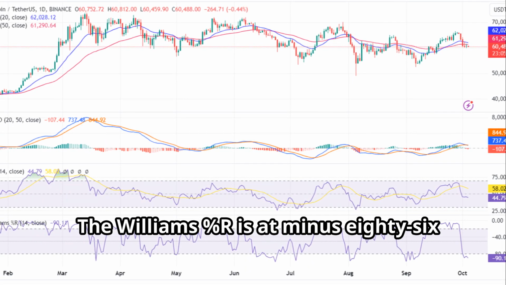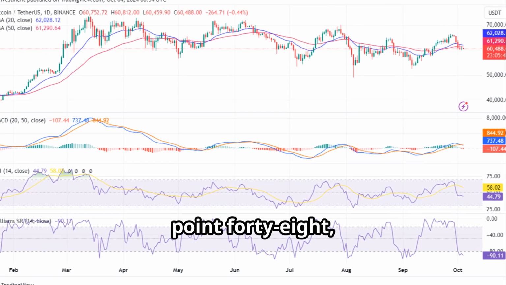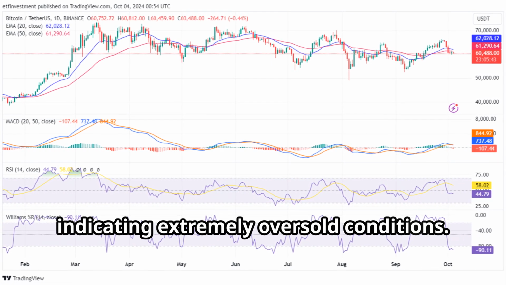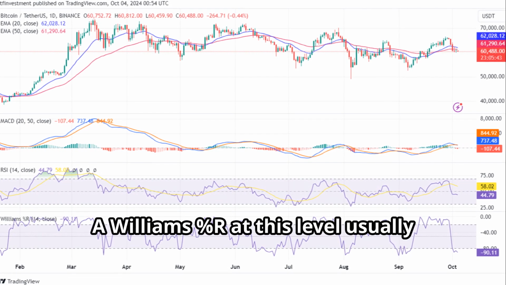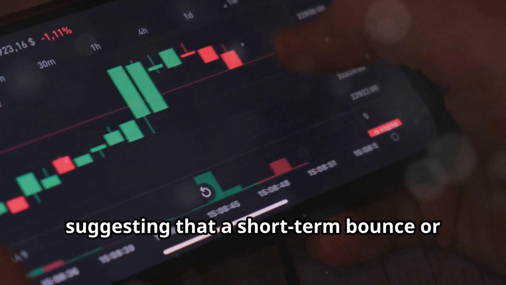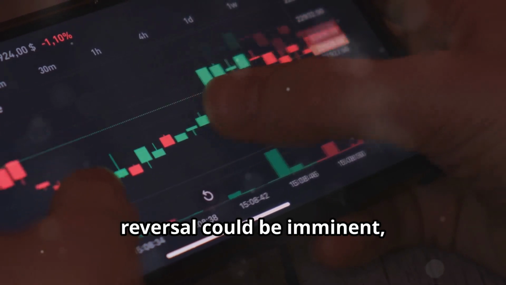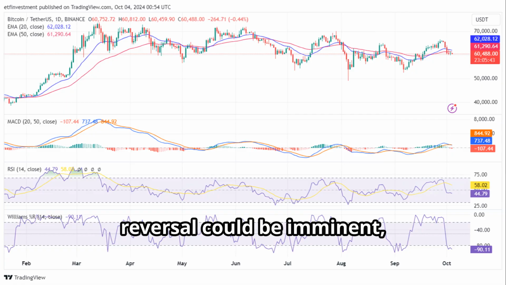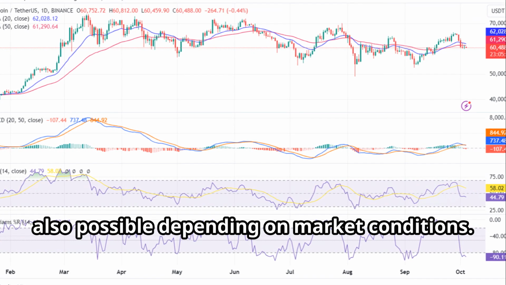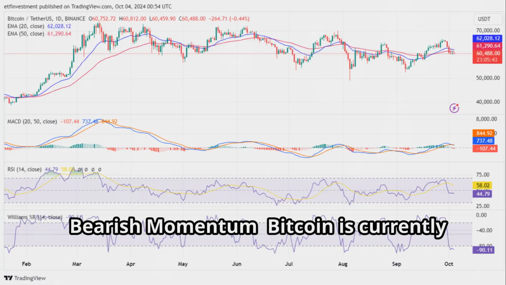The Williams %R is at minus 86.48, indicating extremely oversold conditions. A Williams %R at this level usually signals that the market is oversold, suggesting that a short-term bounce or reversal could be imminent, although continued downward movement is also possible, depending on market conditions.